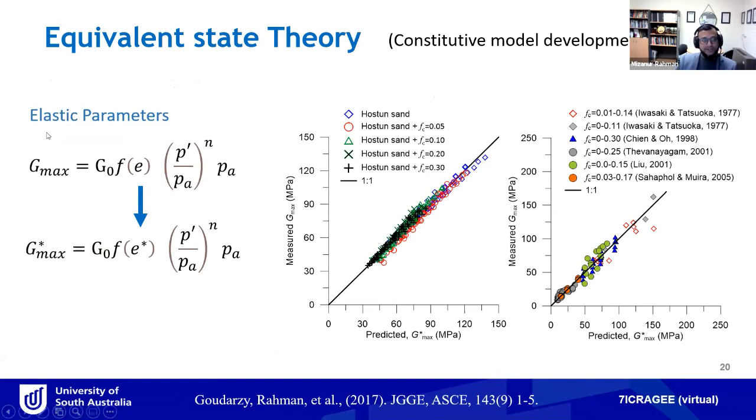Let's look at the elastic parameter. How do you handle that? This is Hardin's equation or Jamiolkowski's equation to estimate the elastic parameter G max. This is the equation. What did we do over here? We just replace e by e star for different fines content. This is the measured data, and this is the predicted data using the clean sand equation, but replacing e by e star. It matched very well. One thing you would notice, clean Houston sand has higher G max than Houston sand with 30% fines content over here. But despite that, it predicts well. There is another data set we analyzed and it did the same.